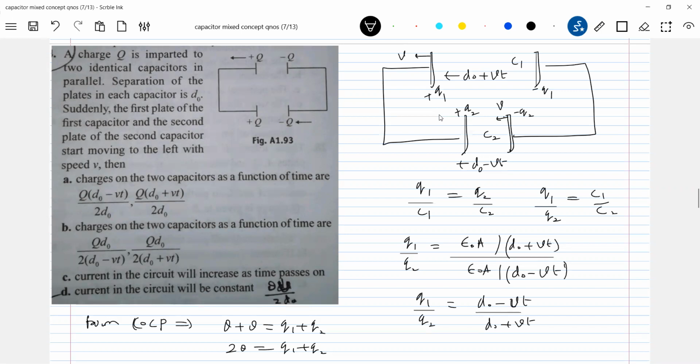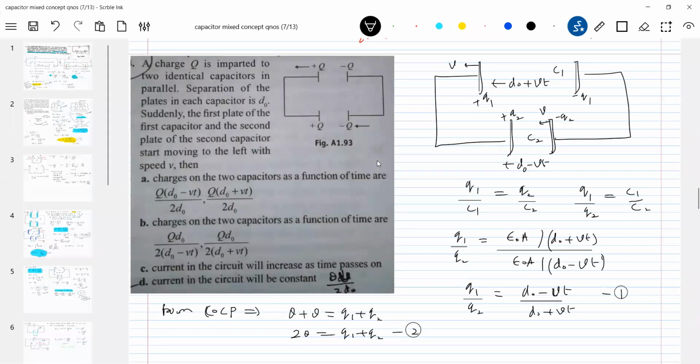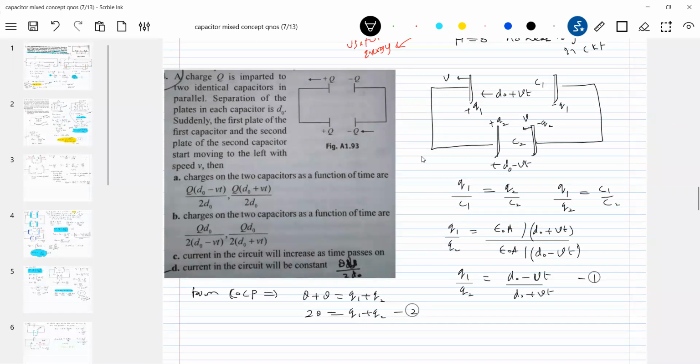And what it is now asking is the charge on the two capacitors as a function of time. So there's equation one and equation two. We'll solve for Q1 and Q2, then we'll see. So first, charge and current both are asked. We already have some idea of current. What is the current? Rate of flow of charge. Rate of flow of charge constitutes the current.